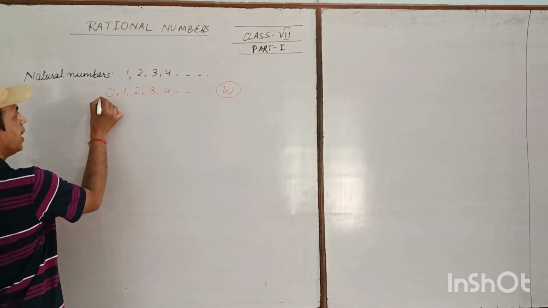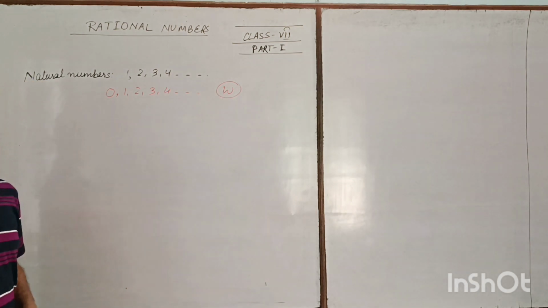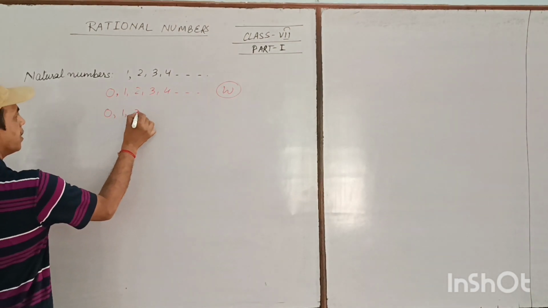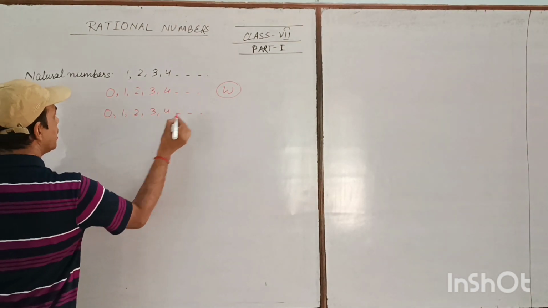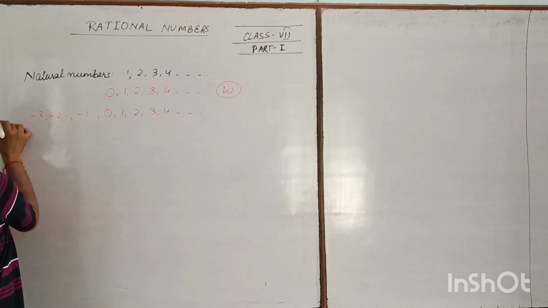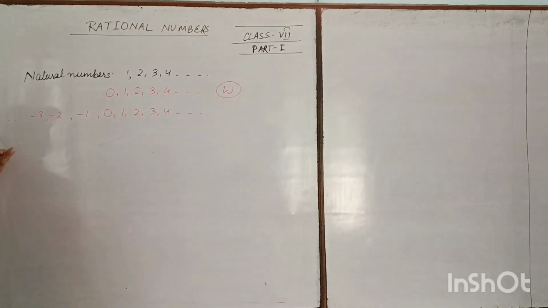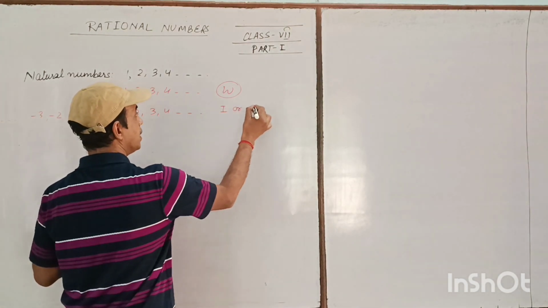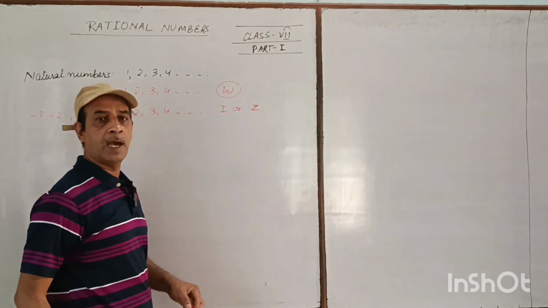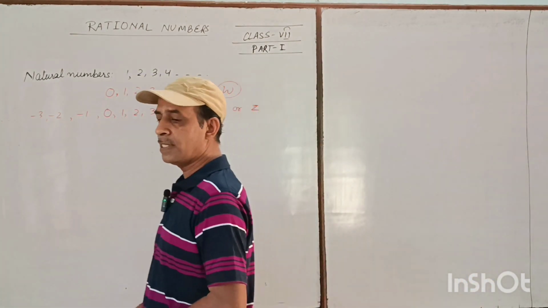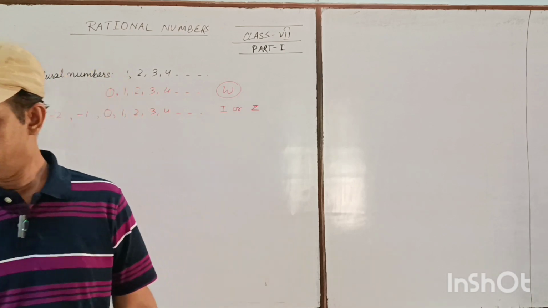After that, again if you add negative numbers, -1, -2 and -3 and so on, going till -infinity, these are called integers, which is represented by I or Z. Till now you all have seen these types of numbers, fine.